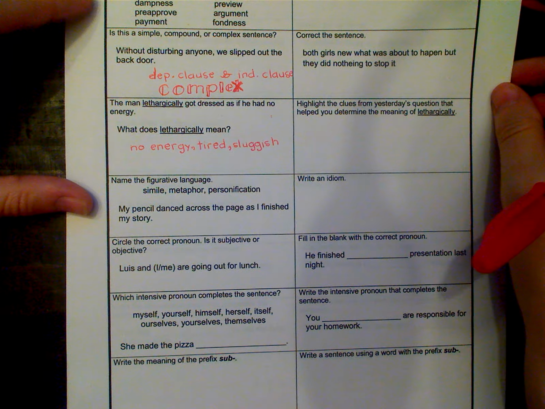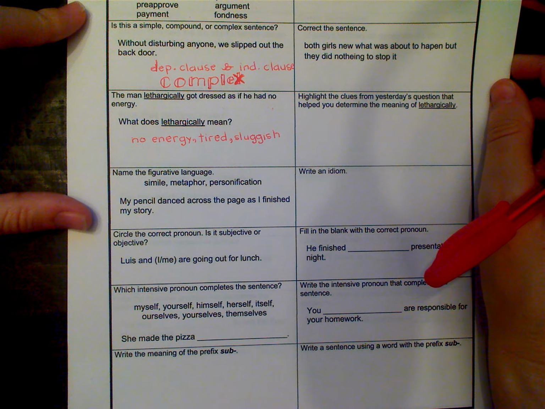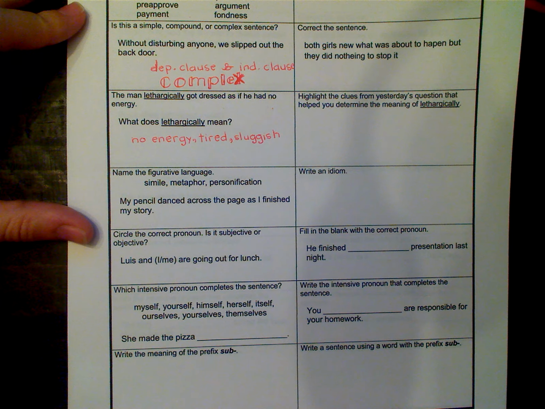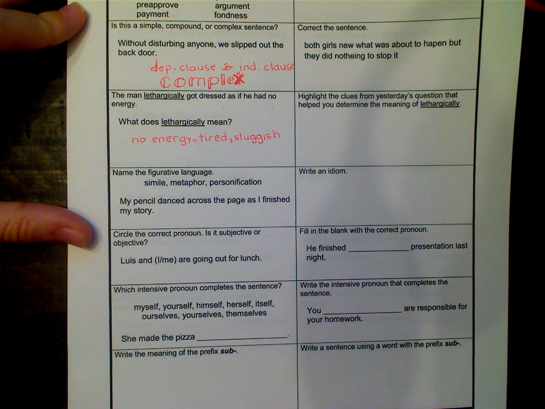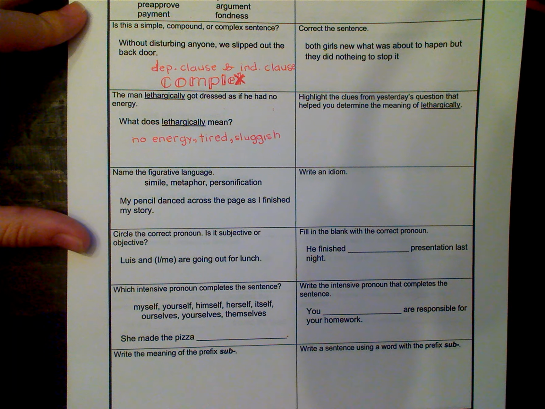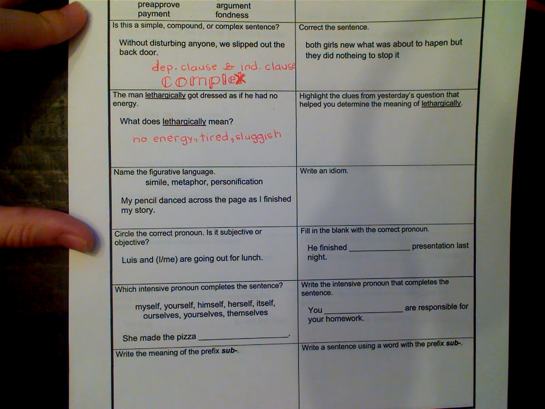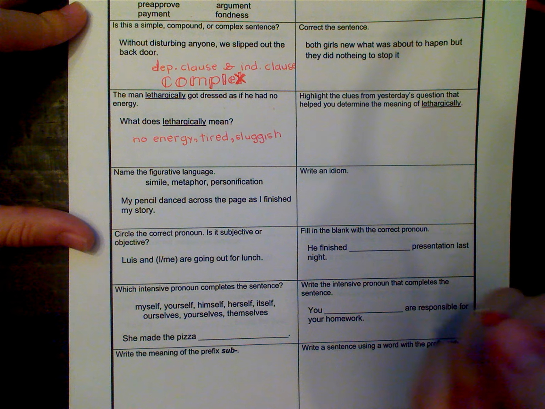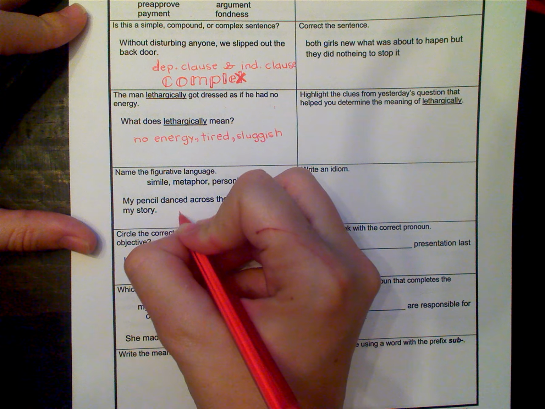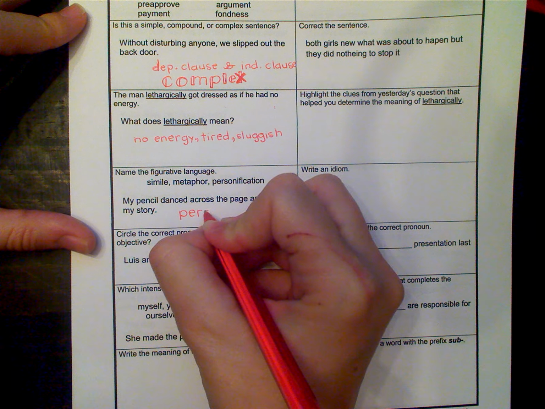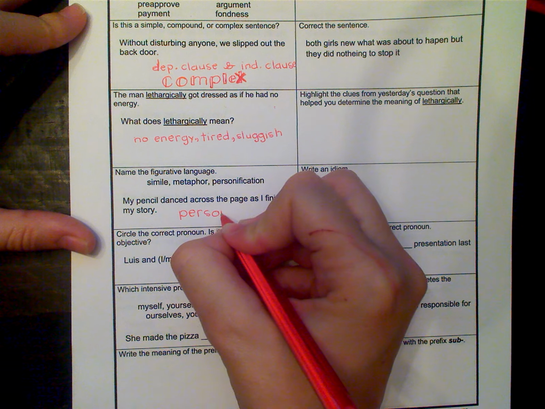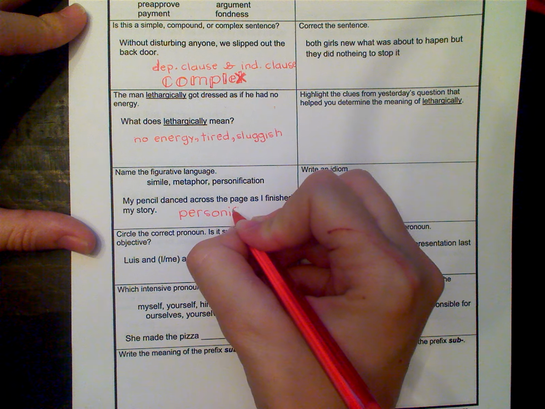Next, we have name the figurative language. Simile, metaphor, and personification. My pencil danced across the page as I finished my story. If only my pencil would dance across the page as I finished anything. Unfortunately, it doesn't because it doesn't have legs. It does not have the ability to dance. It's a human characteristic. So that tells me this is personification. We're giving the characteristics of a person to the pen.